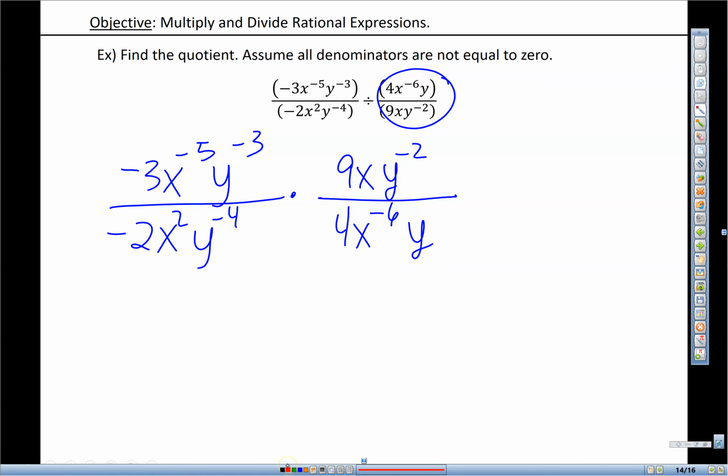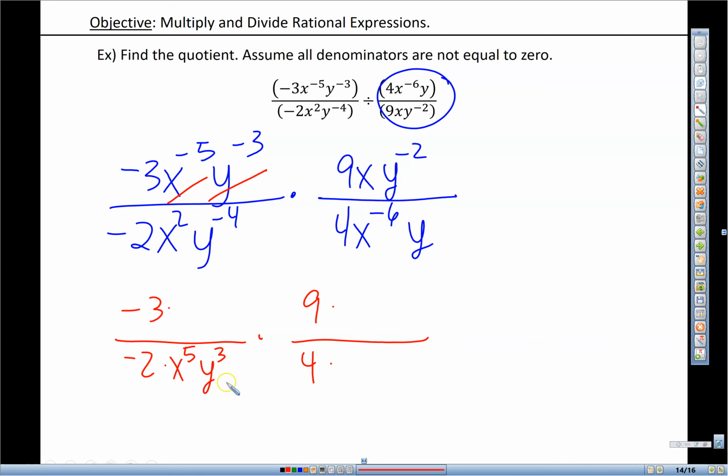All right, so now I'm going to rewrite it so that all of my exponents are positive. And again, my coefficients at this point are all going to stay the same. And so I still have a negative 3 here, a negative 2 there. I have a 9 here and a 4 here. And so this power of x moves to the denominator, and now 5 is positive. This power of y moves, and now 3 is positive. This power of x already has a positive exponent, so it stays in that denominator. This power of y moves up, so the 4 becomes positive.